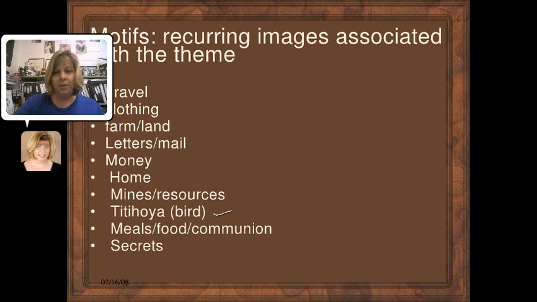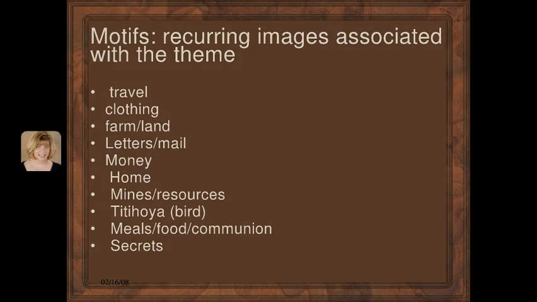Watch for a particular bird called the titahoya that shows up at a couple different places in the novel. And then the symbolism of meals and food and communion. And finally, secrets, what people know and don't know, what they share and what they don't share. And these are all some of the images that you're going to see throughout the whole book as you read.